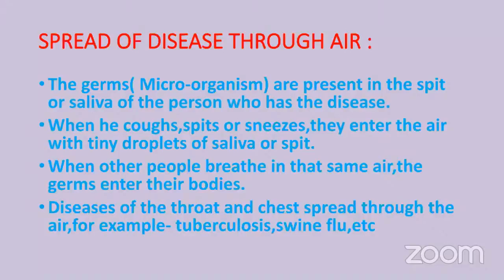The germs, which are called microorganisms, are present in the spit or saliva of the person who has the disease. When he coughs, spits, or sneezes, they enter the air with tiny droplets of saliva or spit. When another person breathes in the same air, the germs enter their body. All diseases of the throat and chest spread through the air. For example, tuberculosis, commonly known as TB, swine flu, etc. And a common example is cough and cold.